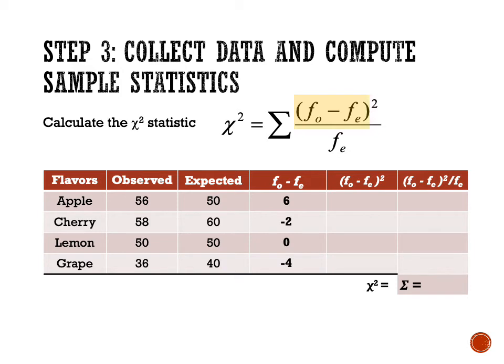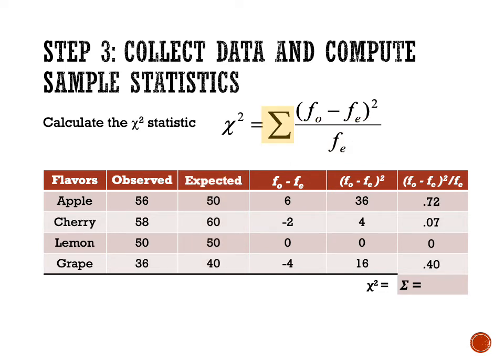And here are the answers. Okay, next we're going to square all of those values. So you can pause to do that. And here are all of those answers. And then the next step is to divide those squared values by the expected frequencies. So you can pause to do that. And here are those answers.